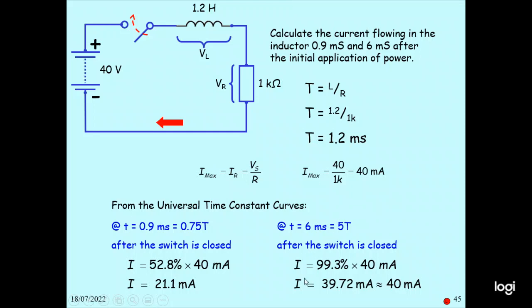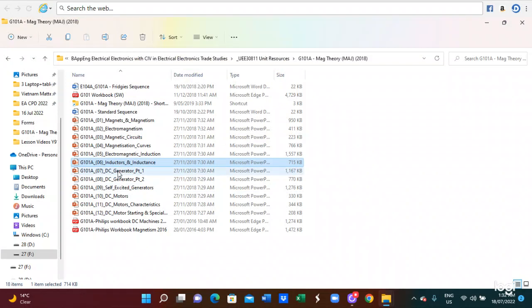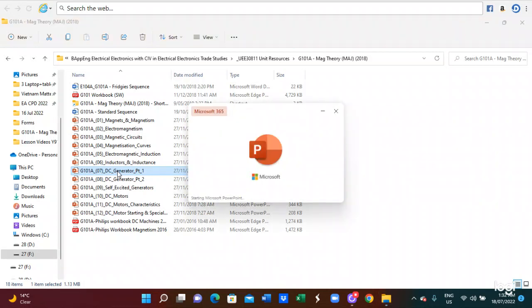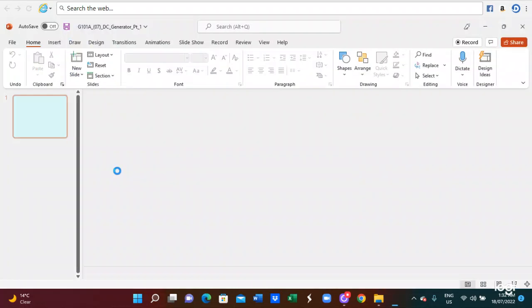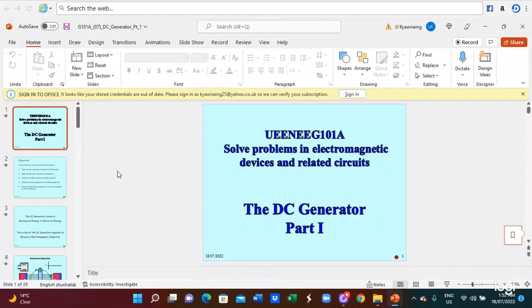Then DC generators. The DC generator power.